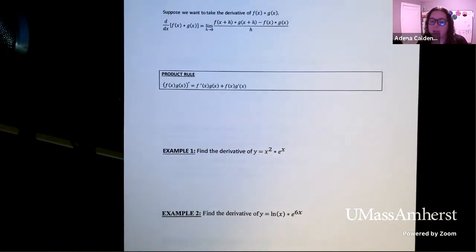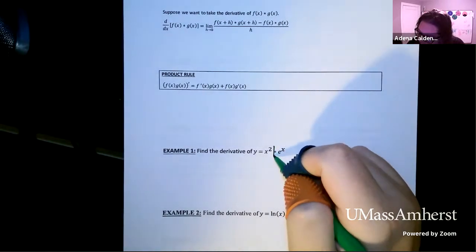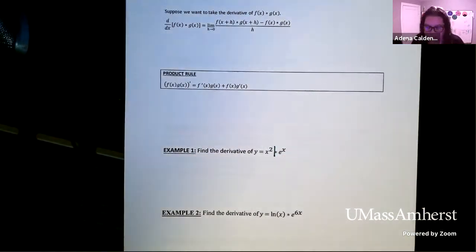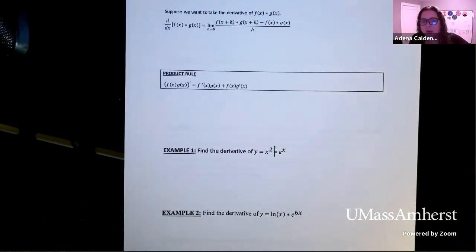The first thing I notice is that I have two functions multiplied together. An easy way to check if that's true is if you can draw a line that directly separates the two functions, then we're talking about a product rule. You can't do that with a chain rule. If you try to draw a vertical line, you won't be able to cleanly separate two things. So that's one way you might want to think about it.